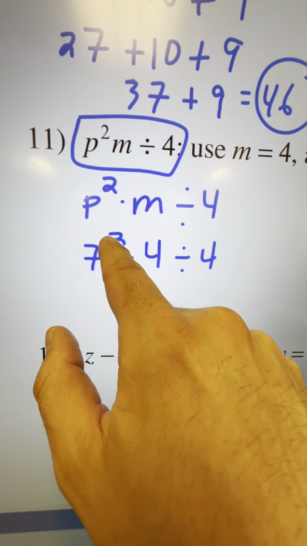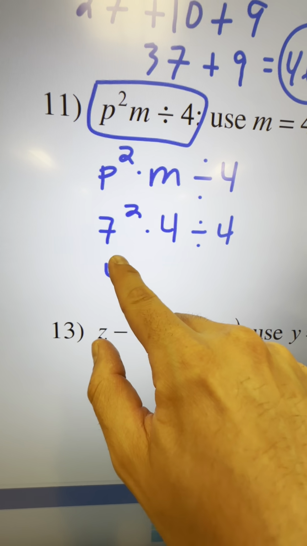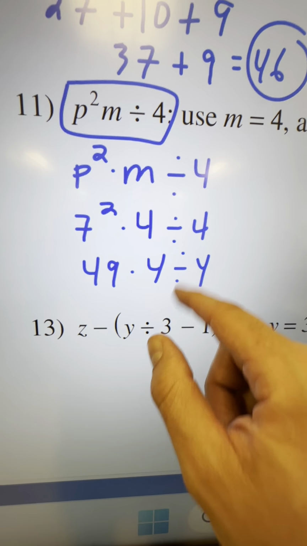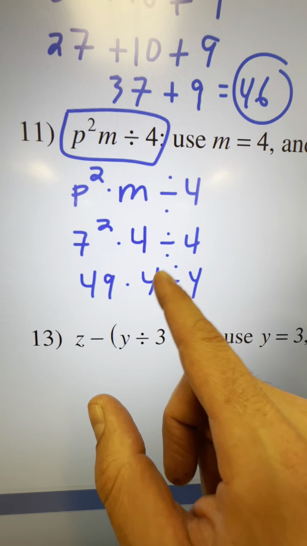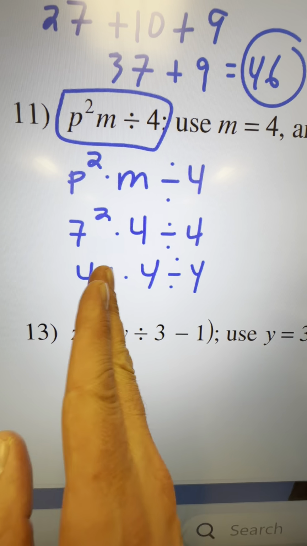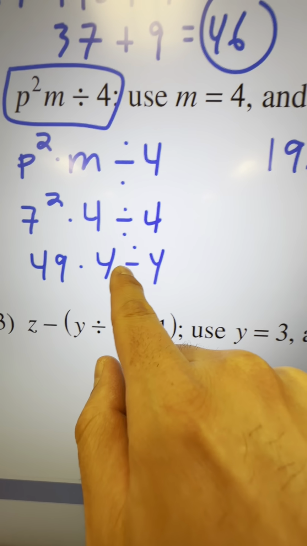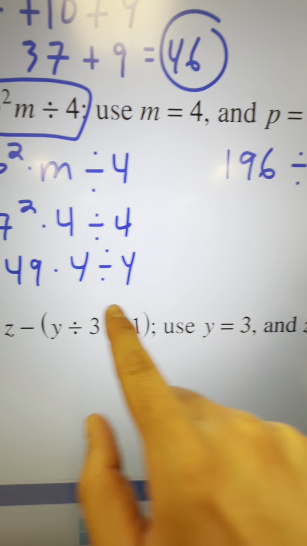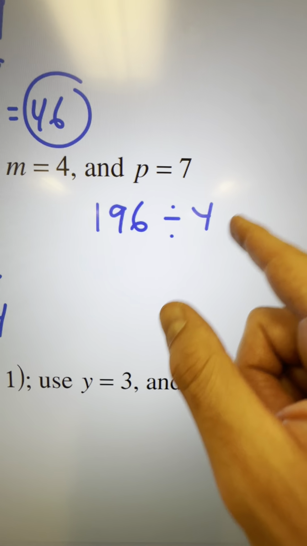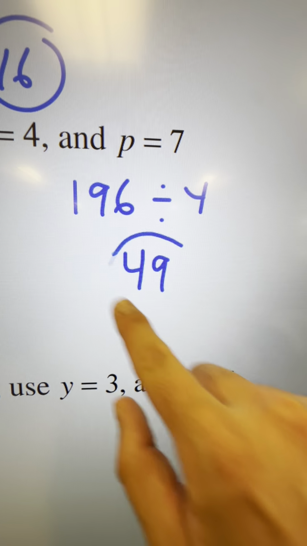So now I have exponent, multiply, divide. Out of these, exponents is first. 7 squared means 7 times 7, which is 49. Bring down the rest of the problem. Now I have multiply and divide left, and I work my way from left to right, because multiplication and division is always done left to right. So 49 times 4, I get 196, and then I bring down my divided by 4. Now all I have to do is 196 divided by 4, which gives me a total of 49.